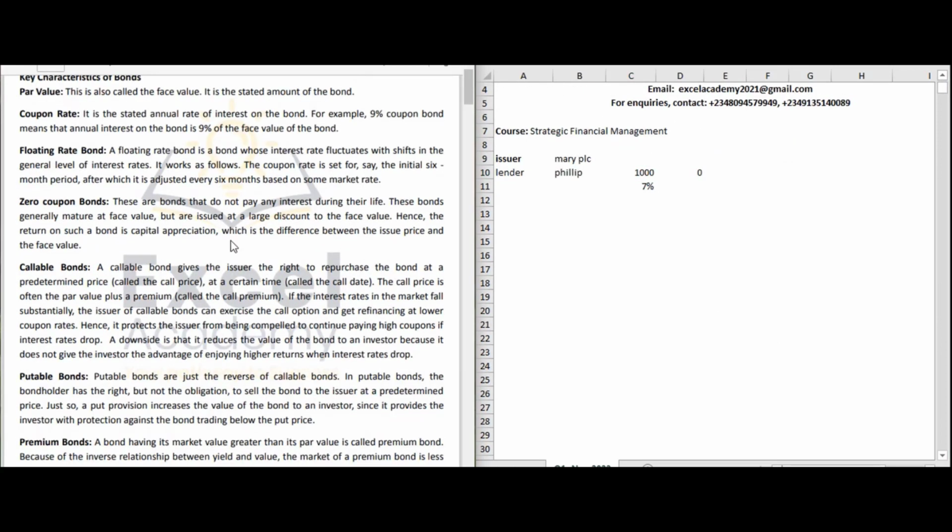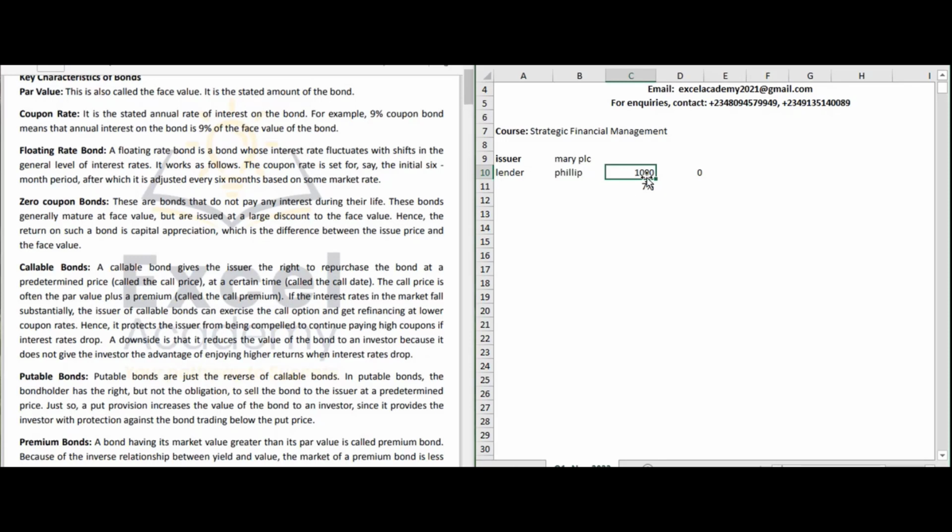Then we have callable bonds. For a callable bond, this is usually a right that the issuer has. Remember, the issuer is the person issuing, so it's the issuer that will pay interest. Let's say this is 2023, and for the entire period the interest rate is 7%. If it is a fixed rate bond, over that 5-year period, you pay 7%. But if it is a callable bond, at any point in time, let's say the general interest rate has reduced from 7% to 5%, the issuer has the right to repurchase the bond from you.